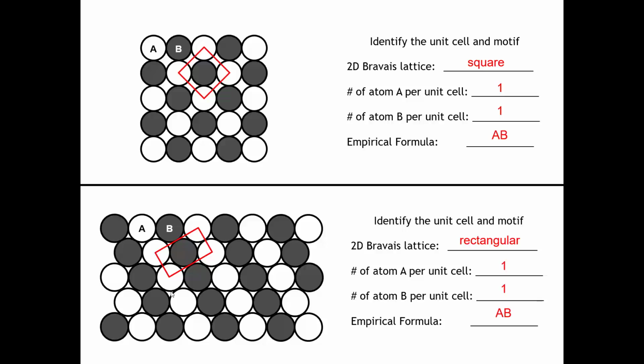Once again, we have 1 of each atom within the unit cell, so the empirical formula is AB. And looking at the repeating pattern of atoms, I think you should see that you would have 1 white atom for every dark atom.